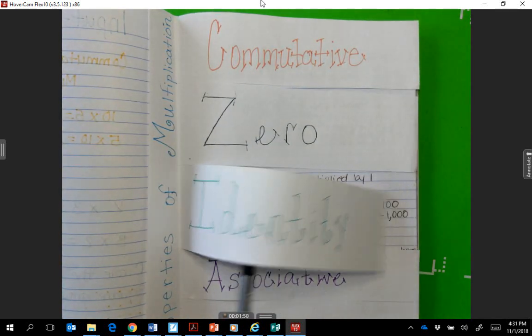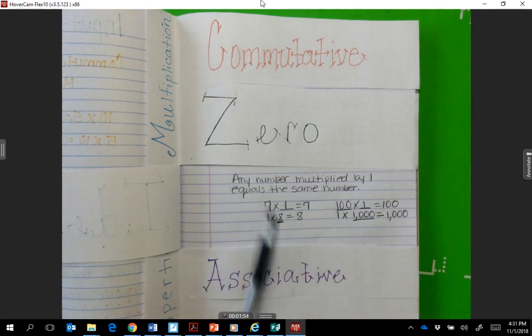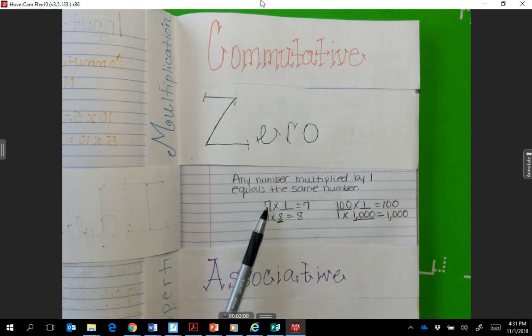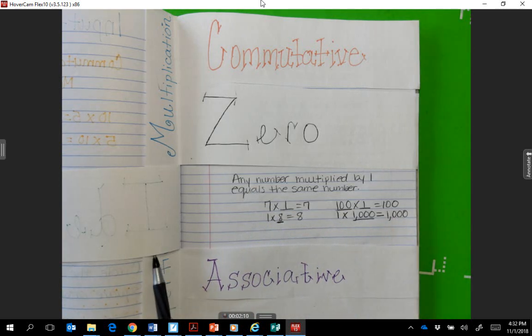The identity property says that any number multiplied by 1 equals the same number. So that number multiplied by 1 keeps the same identity. 7 times 1 equals 7. 1 times 8 equals 8. 100 times 1 equals 100. 1 times 1,000 equals 1,000. And these are just some examples that we talked about in class.